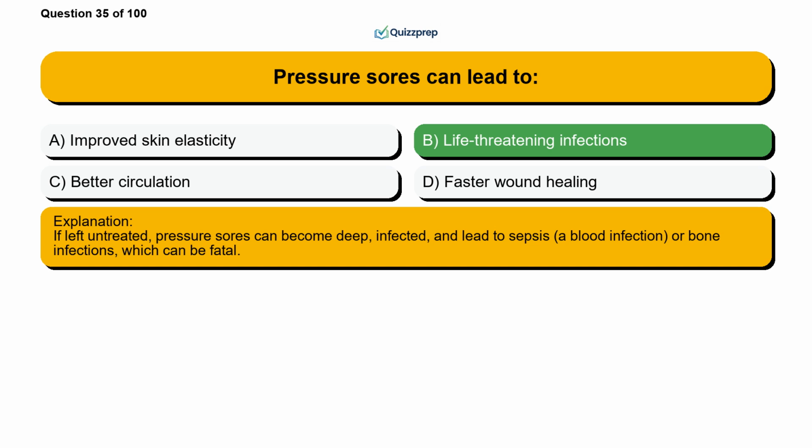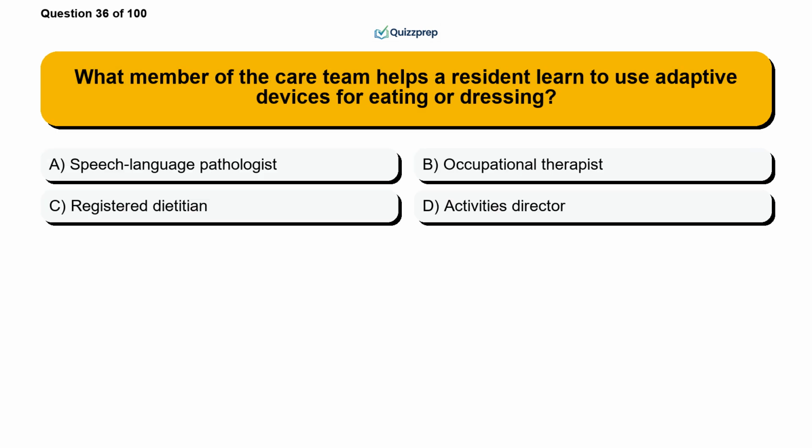If left untreated, pressure sores can become deep, infected, and lead to sepsis, a blood infection, or bone infections, which can be fatal. Question 36.